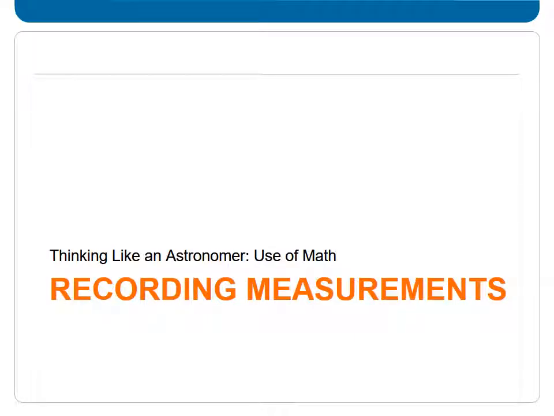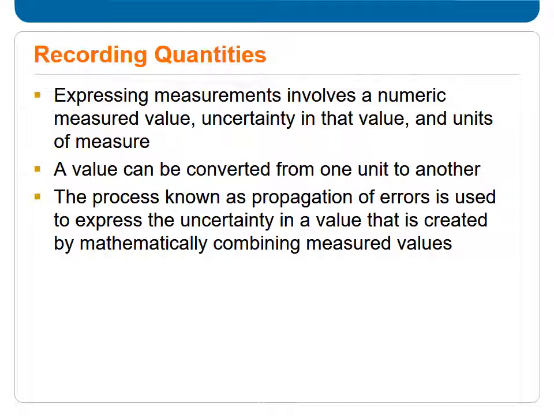This lecture reinforces material from Section 1.3 and the Working It Out Units and Scientific Notation block in the textbook. The central learning goal of this lecture is how to record experimental data. Specifically, this lecture explains how to express measurements numerically, perform unit conversion, and propagate errors.